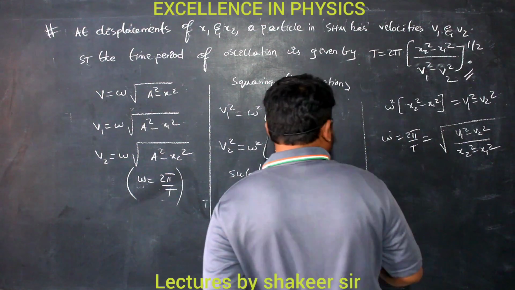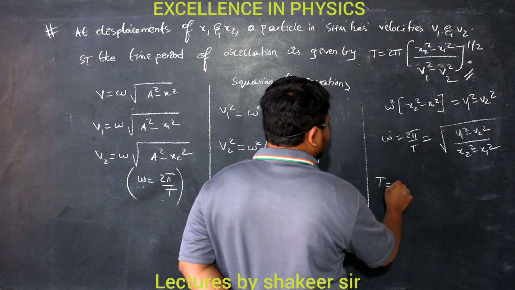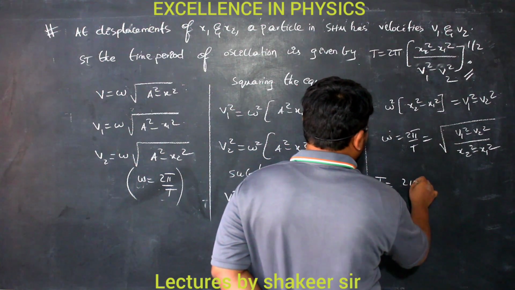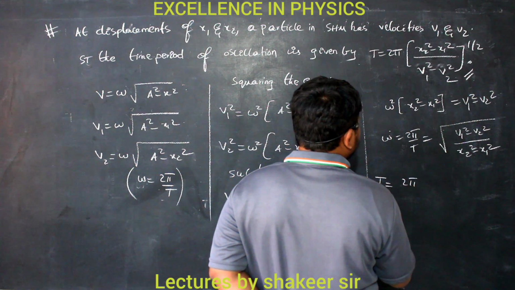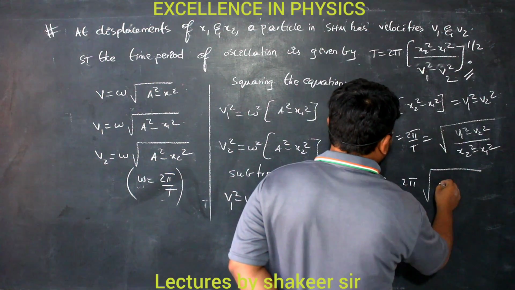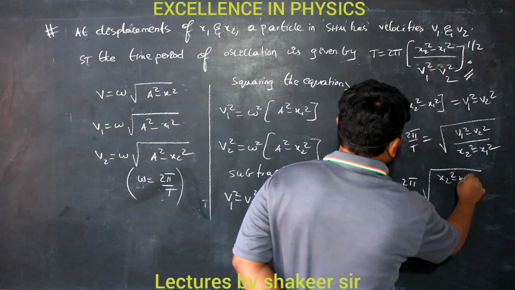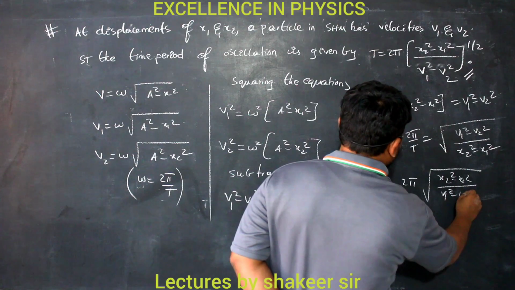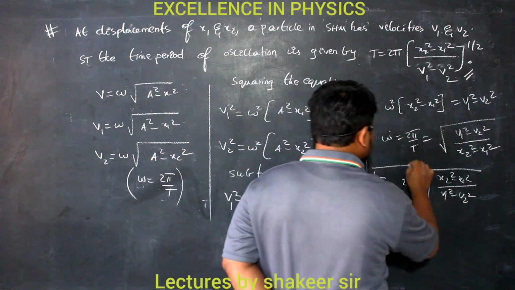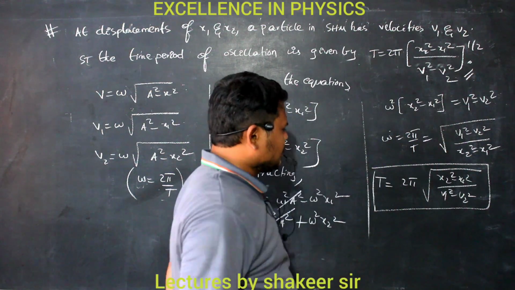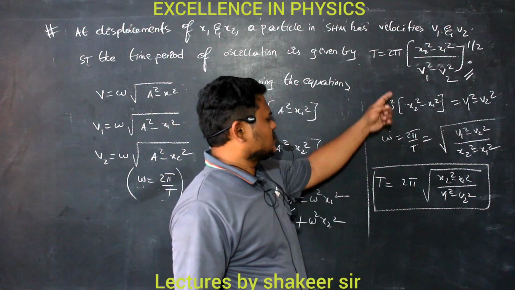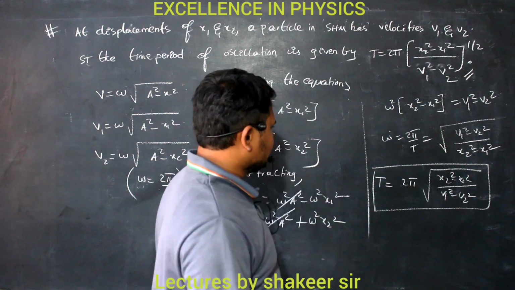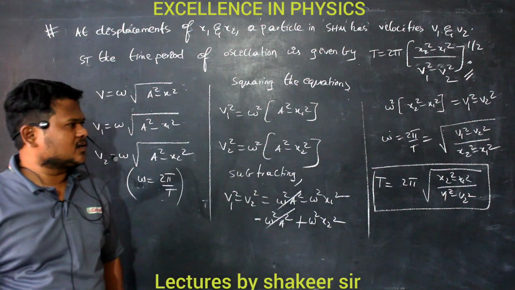So what can I calculate for T? T = 2π × square root of (x2² − x1²) divided by (v1² − v2²). This is the relation which we got. Clear? Now compare this relation with the given answer. So exactly it is correct. This is how we can do this calculation.